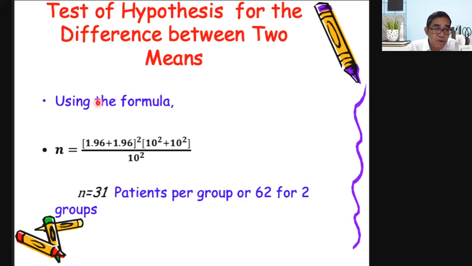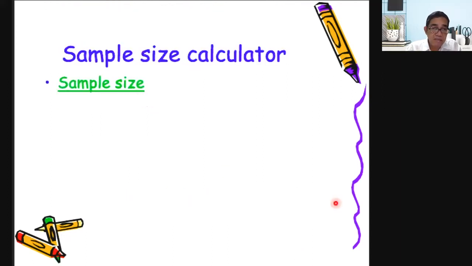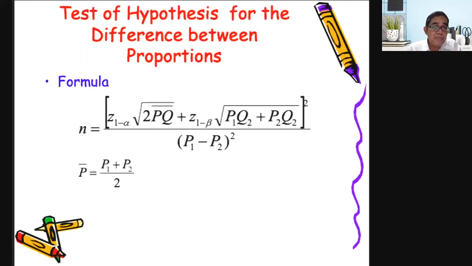Okay, using now the formula, the sample size is 31 patients per group. And because there are two groups, those given Avastin for less than 4 injections, and those given Avastin for 4 or more injections after 1 month of treatment, we multiply 31 by 2, and so we have 62 for 2 groups. And again, we'll show you the sample size calculator in class. And lastly, this is the test of hypothesis for the difference between two proportions.